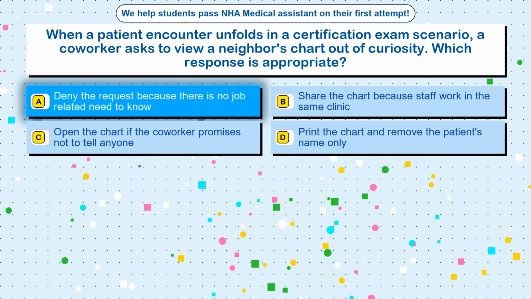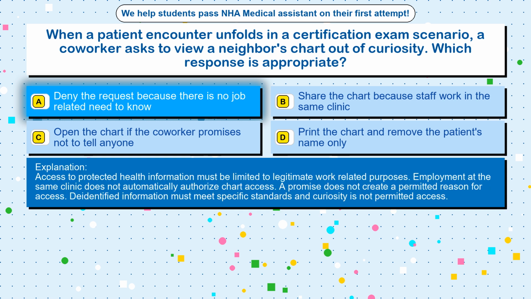Deny the request because there is no job-related need to know. Access to protected health information must be limited to legitimate work-related purposes. Employment at the same clinic does not automatically authorize chart access. A promise does not create a permitted reason for access. De-identified information must meet specific standards and curiosity is not permitted access.